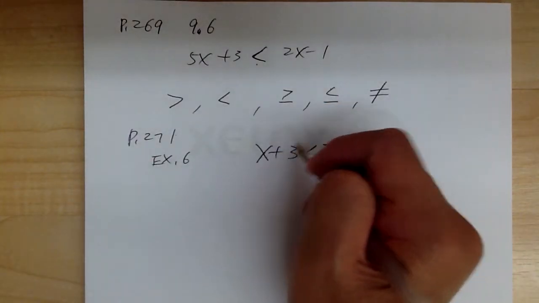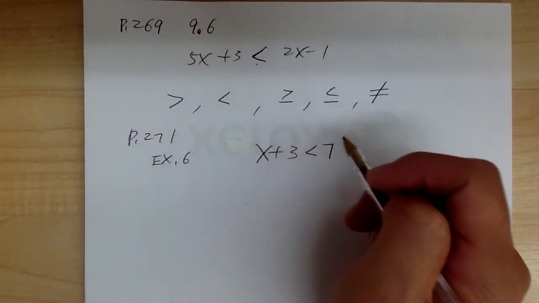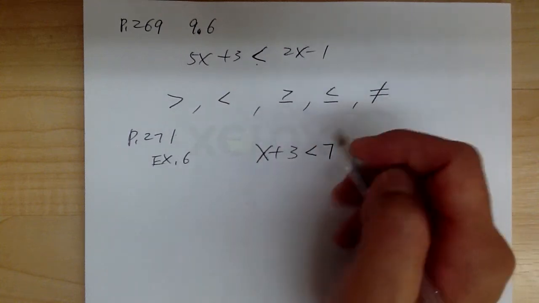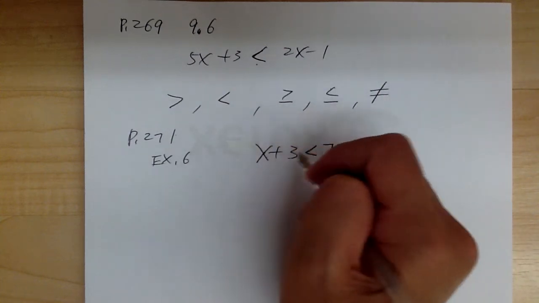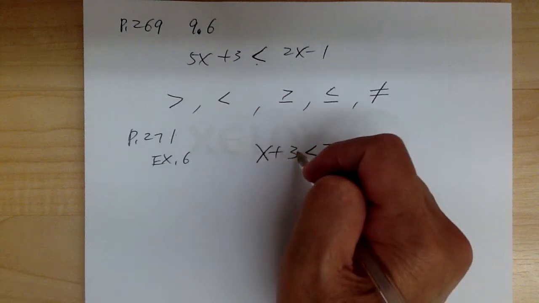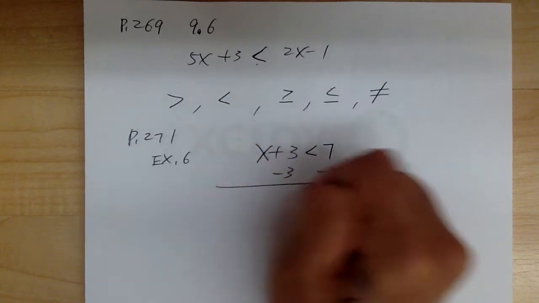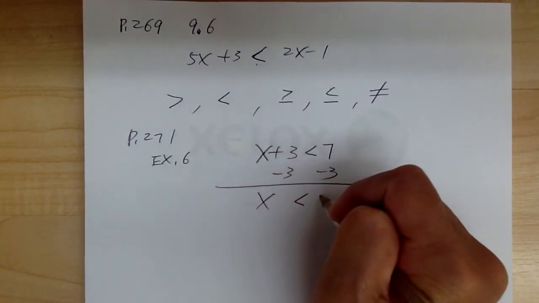Okay, so to do it, you treat it just like an equation. Whatever you do on one side, you're going to do the same on the other side. So you want to undo all the other stuff. You're solving for x, so you want to undo the 3. To undo the plus 3, you have to minus 3. So you have x is less than 4.